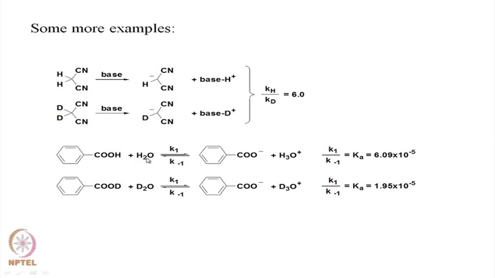that is a rapid equilibrium, H2O with benzoic acid giving benzoate and H plus. So, K1 by K-1, that is the acidity equilibrium constant Ka, is 6 into 10 to the power minus 5, and if it is deuterium, then Ka is much less, 2 into 10 to the power minus 5, about 3 times more for hydrogen. So, the forward rate is more for this one compared to the deuterated one, because detachment of the OD bond requires more activation, that is why the forward process is a little less in rate.